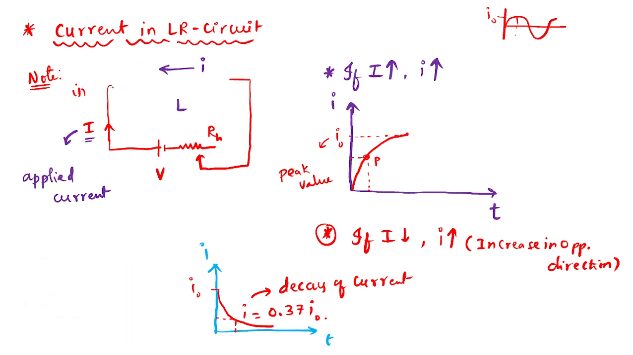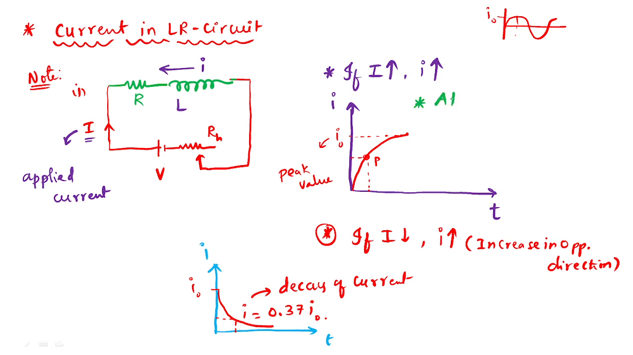Earlier there was only one inductor. Now I'll connect one resistance here and one inductor here. Is it okay? What is the resistance here? R. Right? Now in this situation also, what happens? The current will increase like this only. So I can draw the same graph, right?